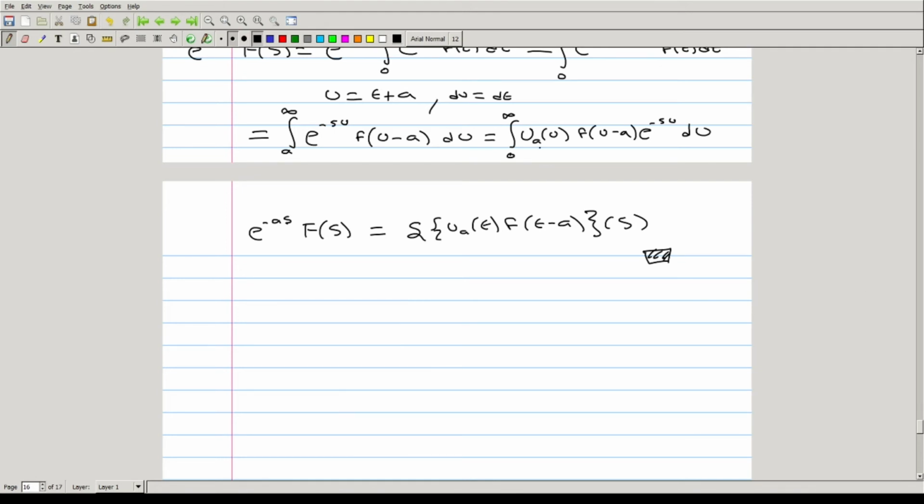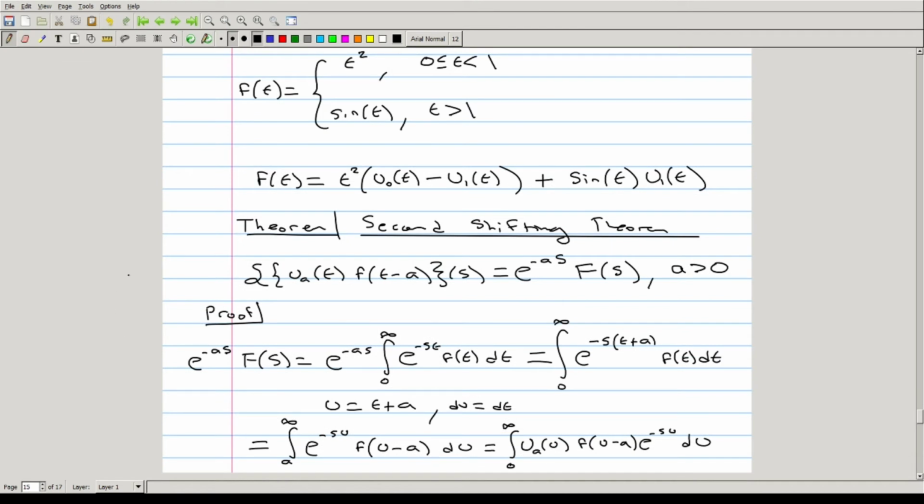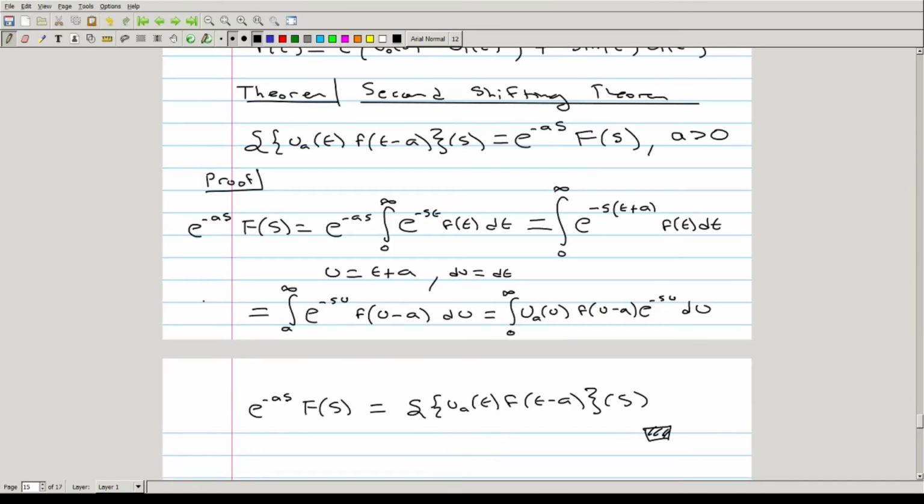Which completes the proof. So the first and second shifting theorems have the operation of shifting in common. The difference is that in the first theorem this operation is applied to the function of s, while in the second it is applied to the function of t. But the idea here is that these are both very, very useful theorems for calculating a given Laplace transform.